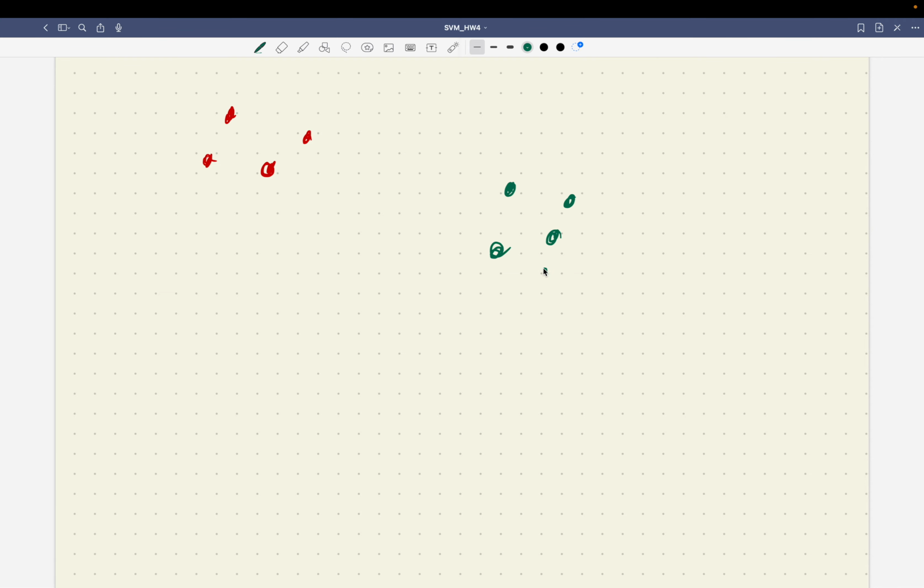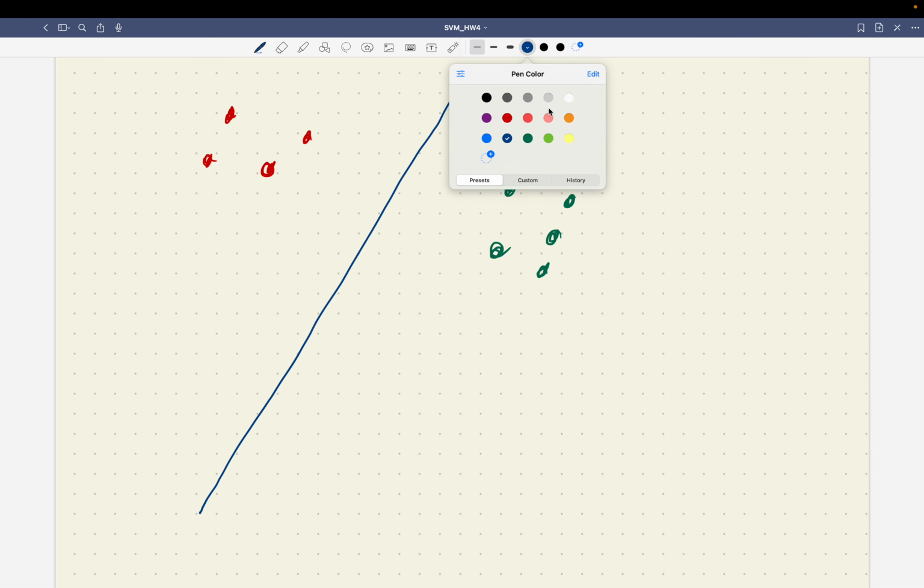And we want to come up with a linear classification boundary between those. So there are infinitely many. Here's an example of a linear decision boundary. Here's an example of another linear decision boundary. So there's a special linear decision boundary that has what's called the maximum margin.